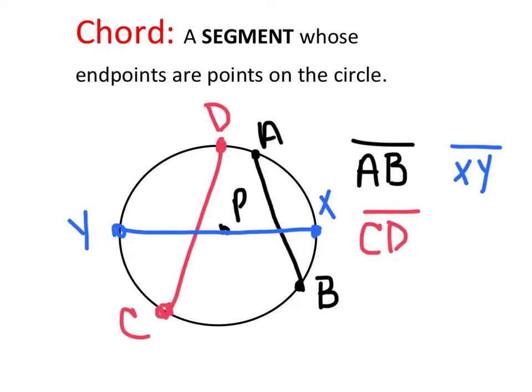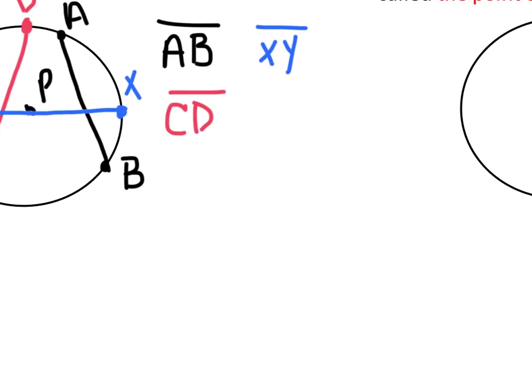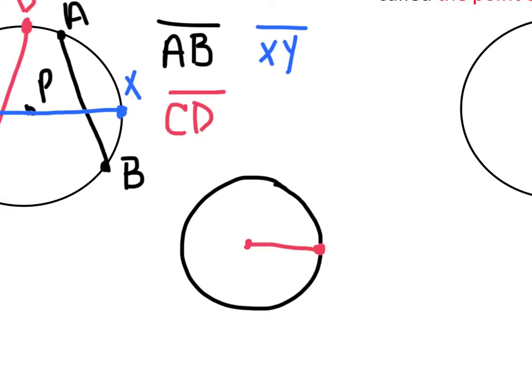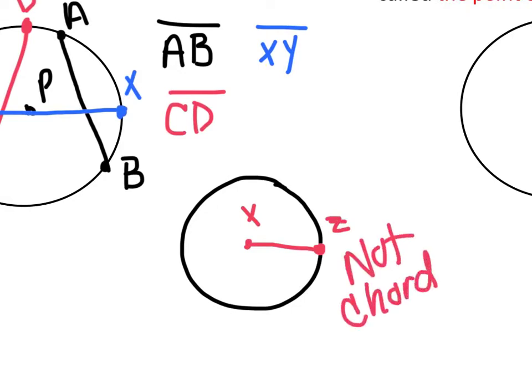Here's an example of a segment that is not a chord. If this is your circle, this segment XZ is not a chord because the endpoints are not on the circle.